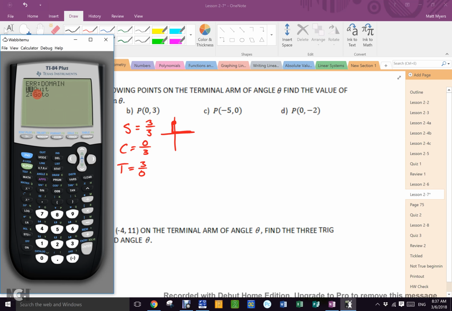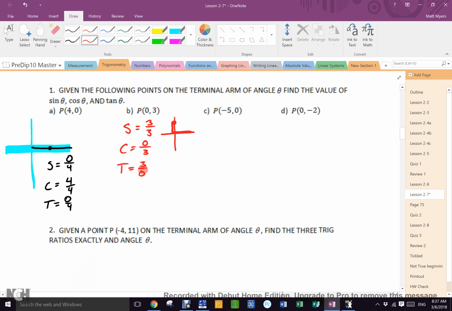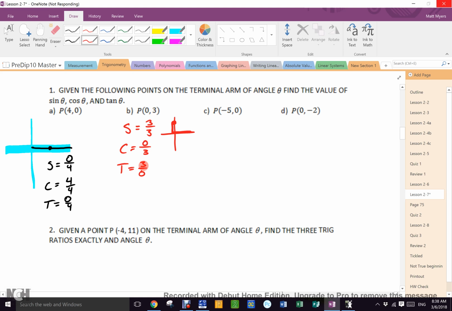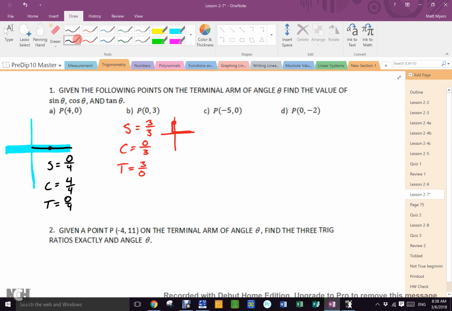What's happening here? Tangent equals opposite over adjacent. What's happening there? What math is that? Division. Can you divide by 0? No, because it's infinity. So that makes sense, doesn't it? Okay. Try this again.